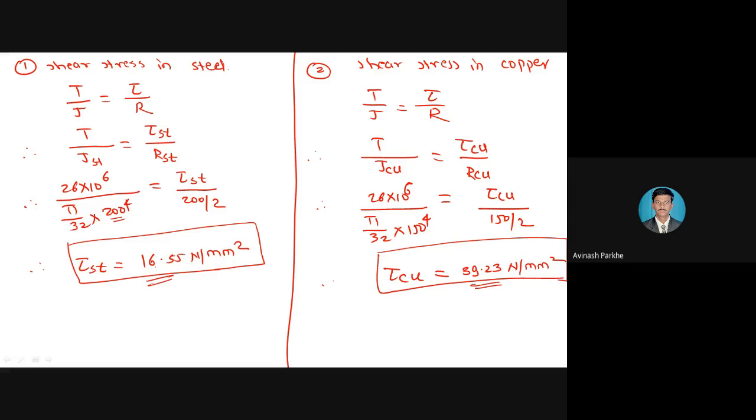So to calculate the stresses in each material, what we have done is we have taken their polar moment of inertia, their respective stress, and their respective radius only. Like that we have calculated the separate shear stress induced in each material.